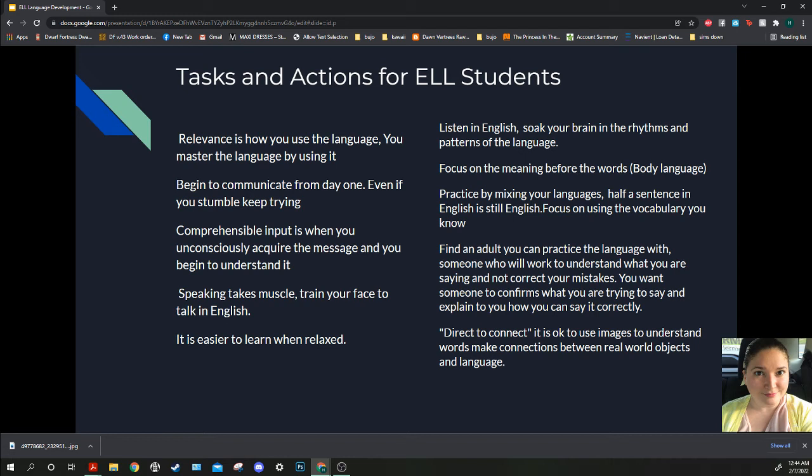And most of all, it's easier to learn when you're relaxed. If you feel relaxed in the space that you are practicing, you will begin to practice. You will begin to make attempts to speak.